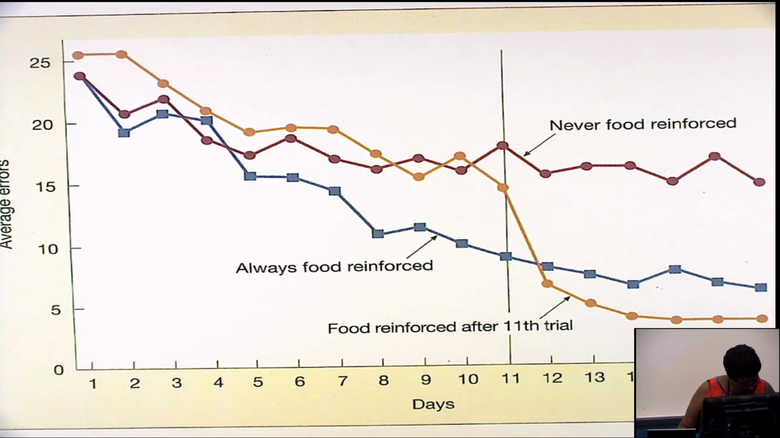Okay, so on day 1, the orange group of rats, as you can see on that left axis, the y-axis, the orange rats have, let's just say, 26 errors on day 1. On that same day, the purple group of rats as well as the blue group of rats had the same number, and that, let's just call it, would be maybe 24 errors.